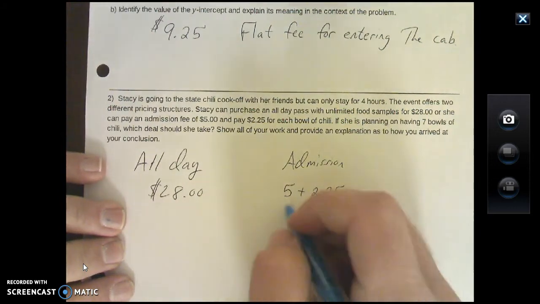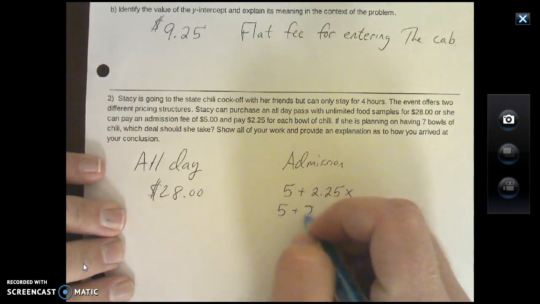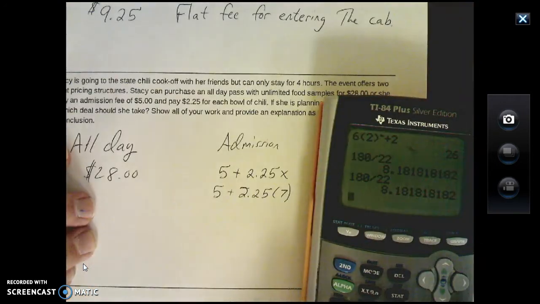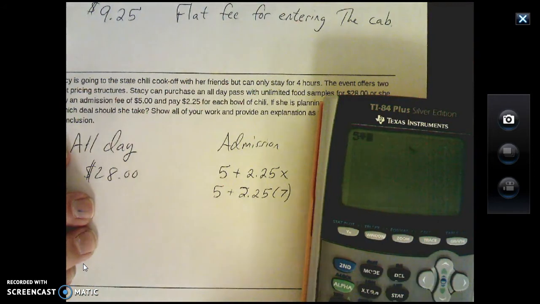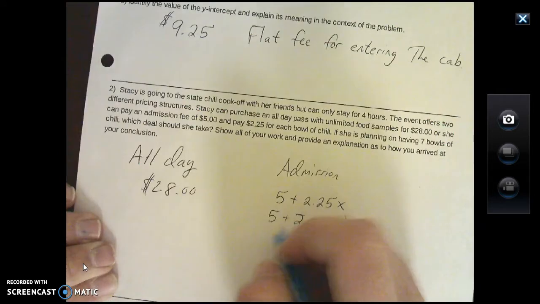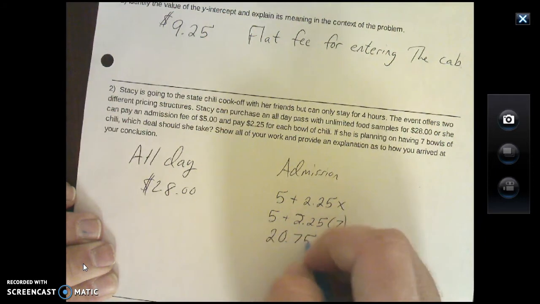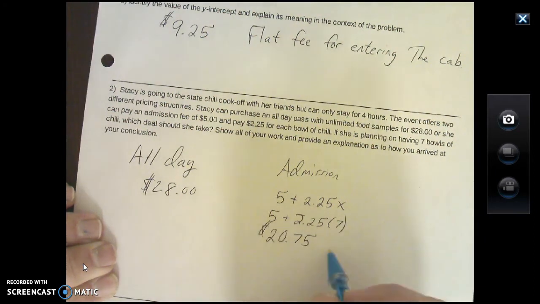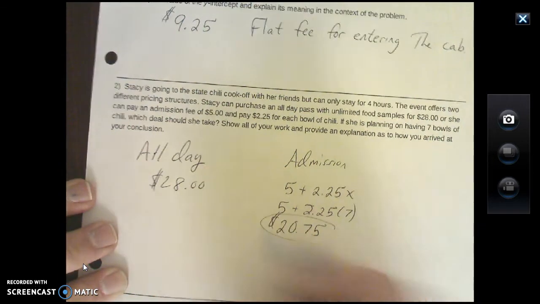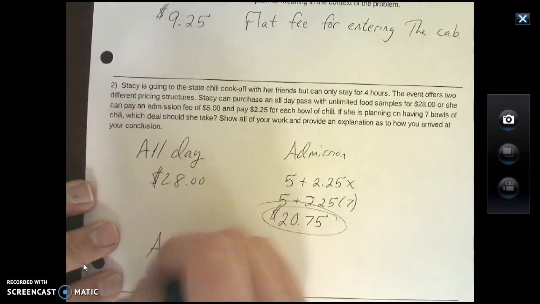So if I'm going to find out for 7 bowls of chili, okay, I'm using a calculator here. I'm looking at, let's see, 5 plus 2.25 times 7. 20.75. Okay, so $20.75. Now, meanwhile, over here, it's still 28 bucks. Okay, so the better, like admission, would be better.